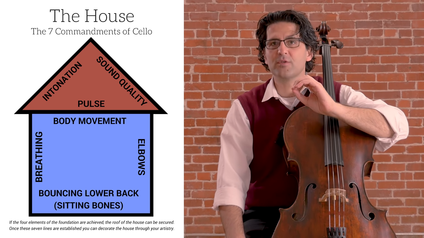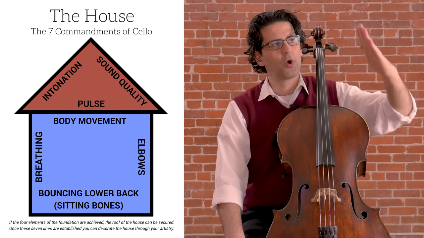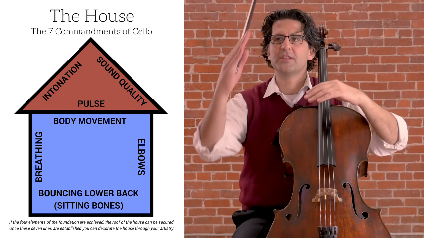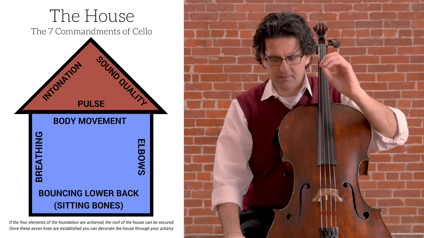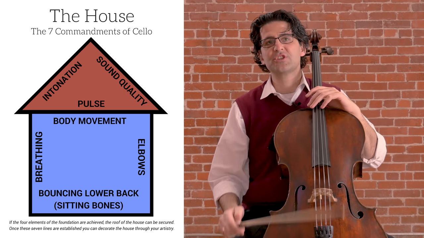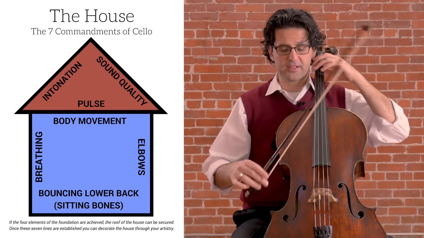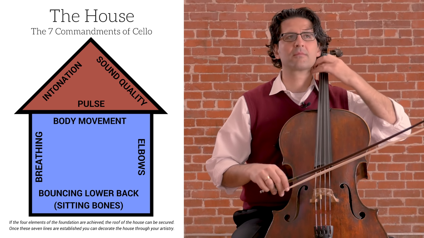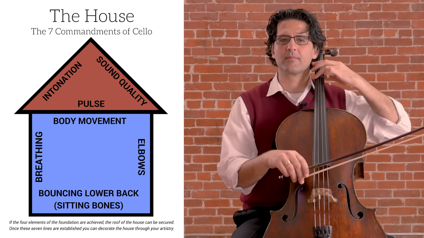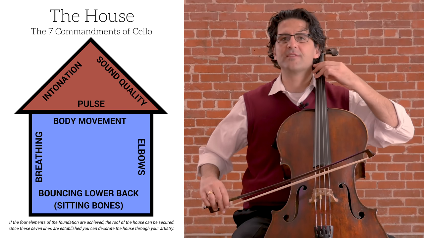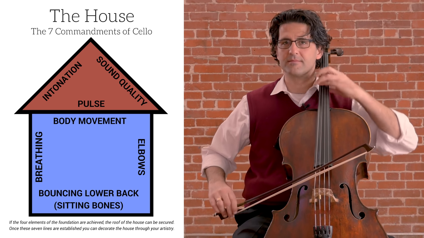Now, if we have those four fundamentals, we can start dealing with the roof. The roof of the house is sense of pulse, quality of sound, and intonation. That creates a house. If a performer playing the cello can achieve that comfort zone with those four fundamentals, building on top of it beautiful sound by bouncing your lower back, dropping your elbows, body movement, and breathing.